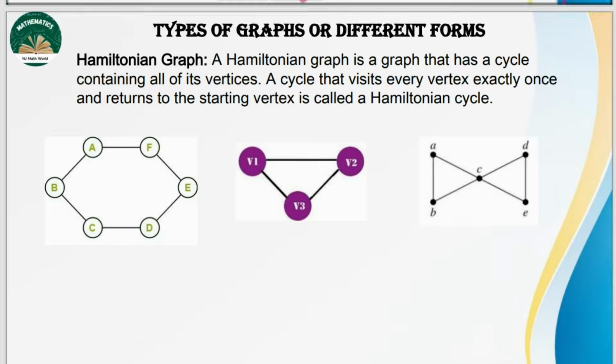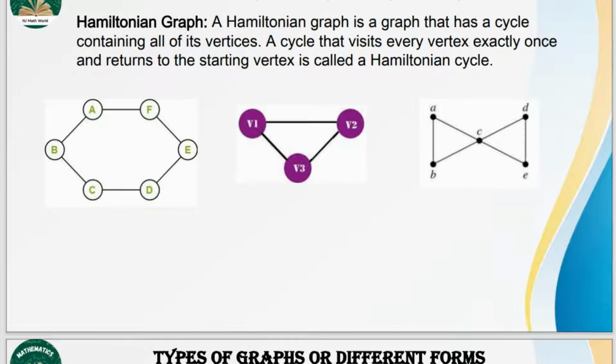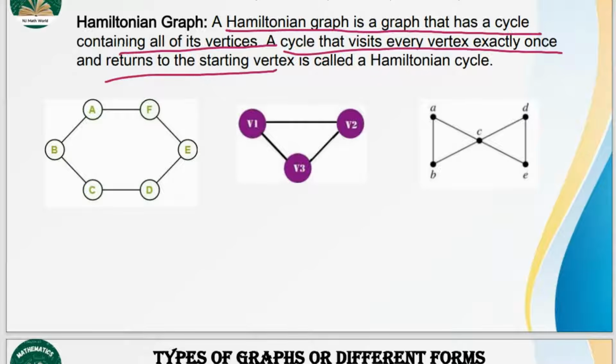Then next one is Hamilton graph. What is a Hamilton graph? A Hamilton graph is a graph that has a cycle containing all its vertices. A cycle that visits every vertex exactly once and returns to the starting vertex is called a Hamiltonian graph. So we start from one point, visit all the vertices, and come back to that particular place.